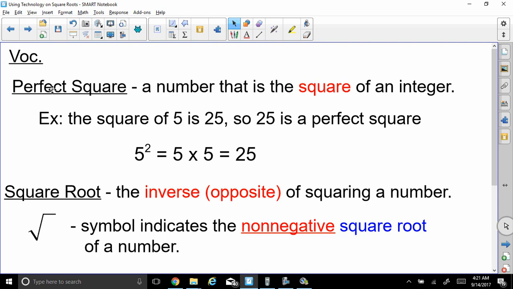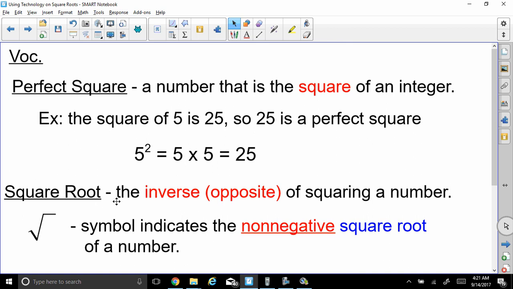Here's some vocabulary we should know. A perfect square is a number that is the square of an integer. For example, the square of 5 is 25, so 25 would be a perfect square. Why? Because 5 to the second power, or 5 to the exponent of 2, and we even say 5 squared, is equal to 5 times 5, that equals 25. So 25 is a perfect square, because we can take 5 and square it to give us 25.